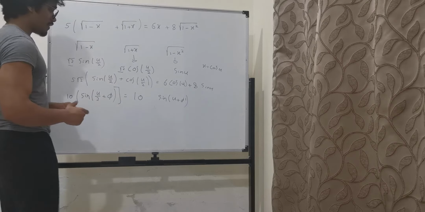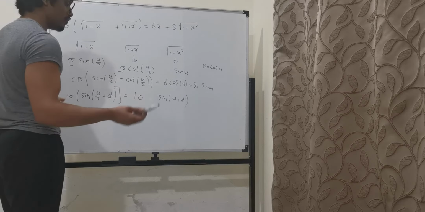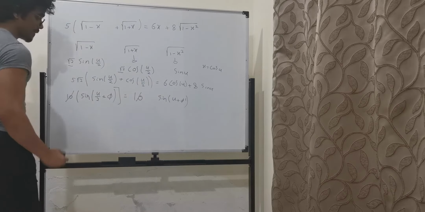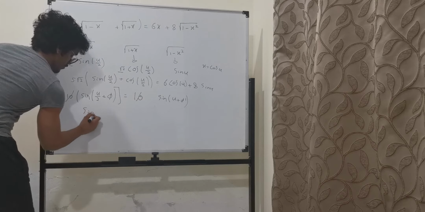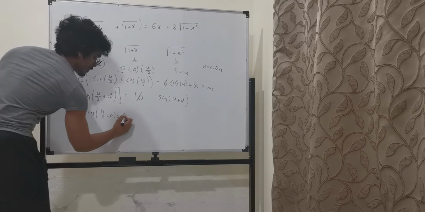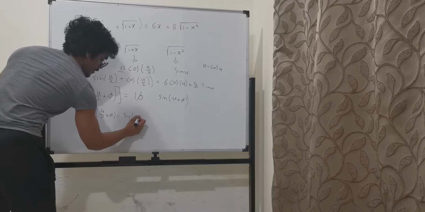So what we have to find right now does look beautiful, because we can just cancel 10 with 10, and we are left with sine of u divided by 2 plus phi equal to sine of u plus phi prime.